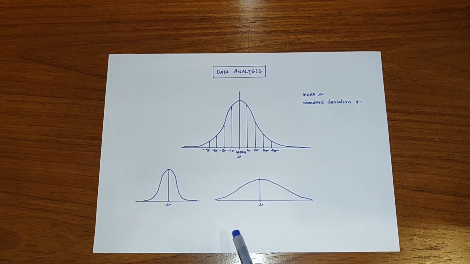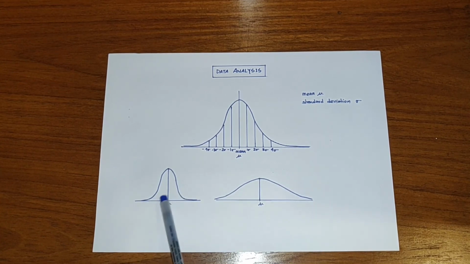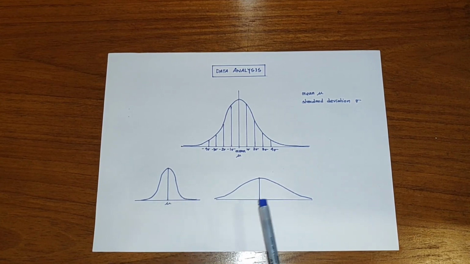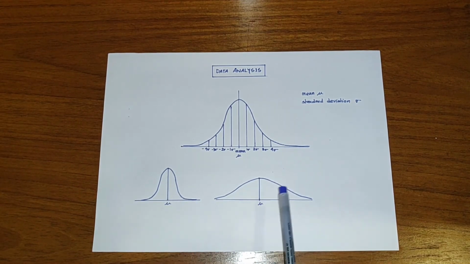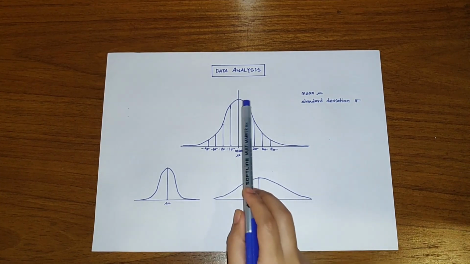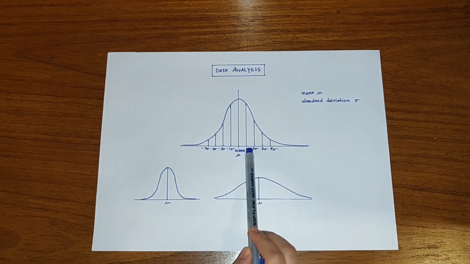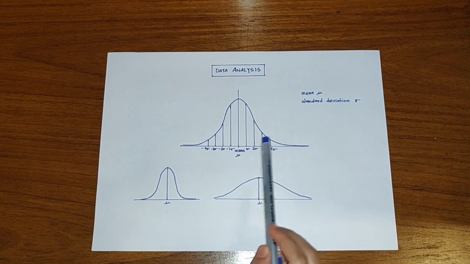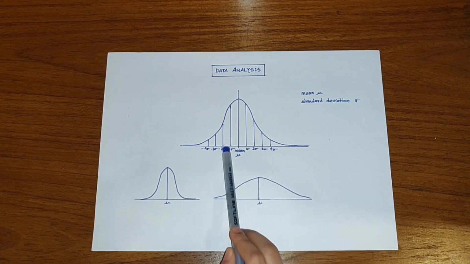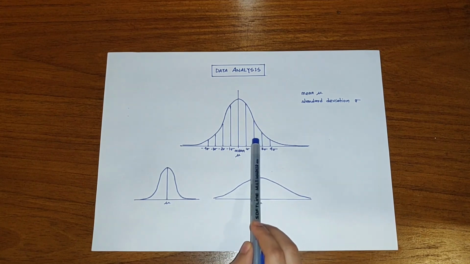A small standard deviation means that the data points are clustered around the mean, so the curve is less spread out. And a large standard deviation indicates that the list is spread out widely. In this Gaussian distribution, this is the mean of the distribution. These 2 points are one standard deviation away from the mean. These 2 points are 2 standard deviations away from the mean.